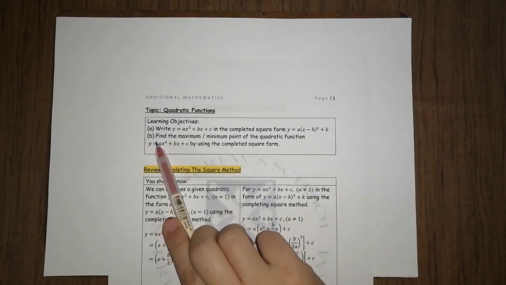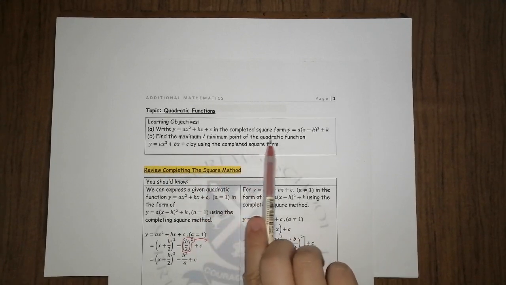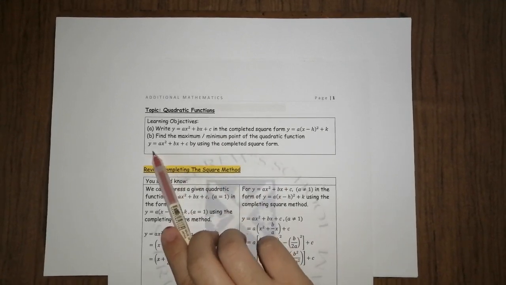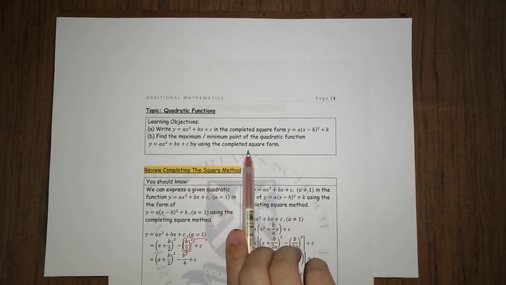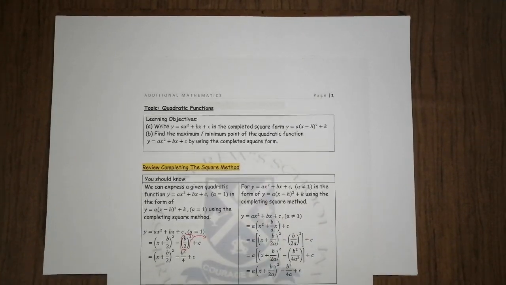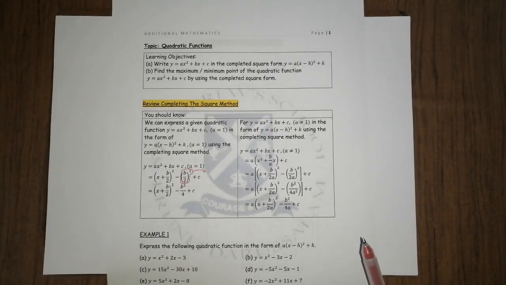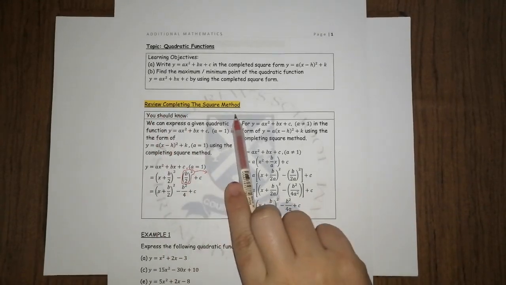Second objective will be to find the maximum or the minimum point of the quadratic equation y equals ax squared plus bx plus c by using the completed square form. Before we move any further, we have the review of the completing the square method.